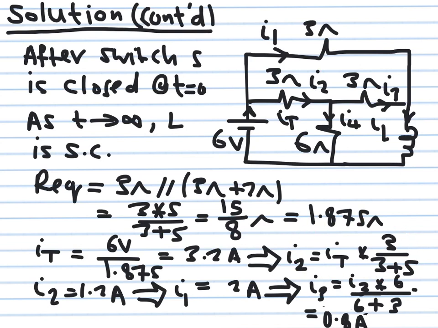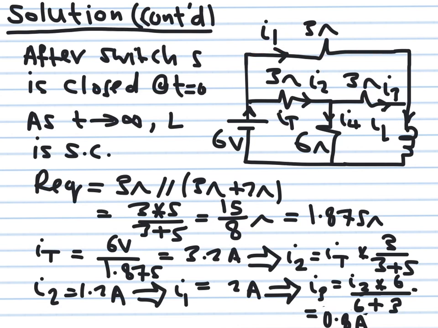Okay, we already calculated I total. I total is 3.2, so I'm going to multiply this by 3 over 8. This will give you 1.2 ampere. So this is 3.2 ampere. We found this one here is 1.2 ampere. So we know that I1 is equal to 2 ampere. Okay, so this is 3.2, split into 1.2 here and 2 ampere here.